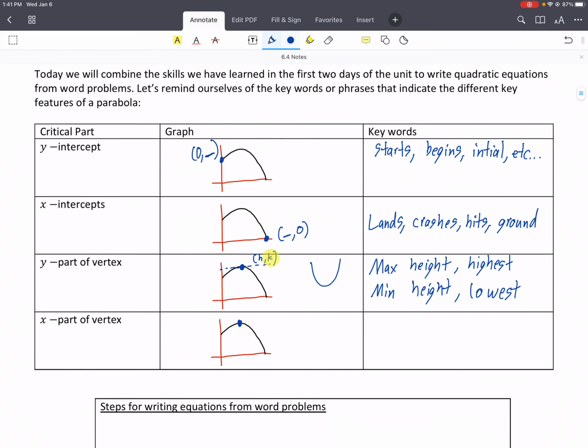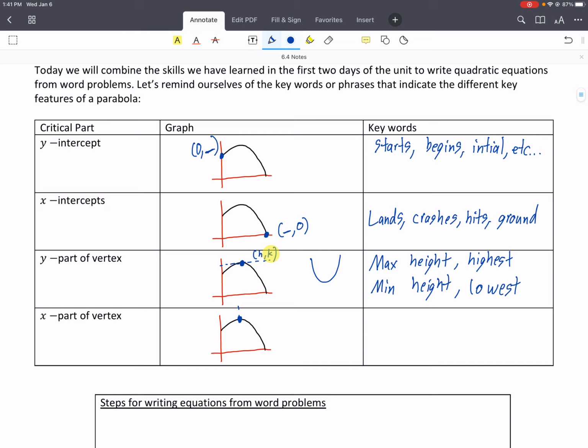And then the x part of your vertex, h, is going to be the vertical line that goes through that, or you can think of this as your axis of symmetry. Thinking back to our previous unit, and that's going to be the time. Look for things that talk about the time to the max or the min, or like how long, things like that.